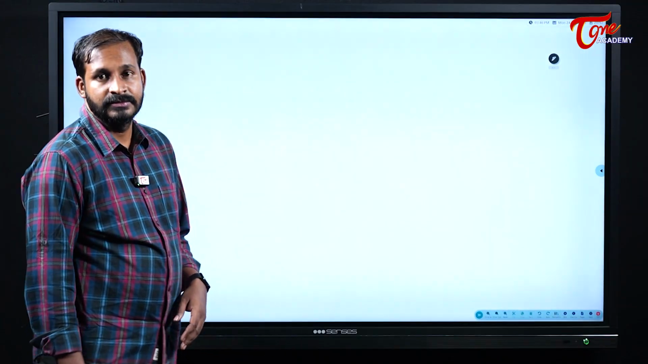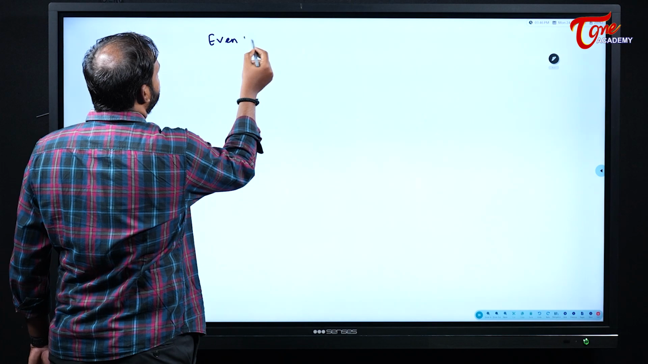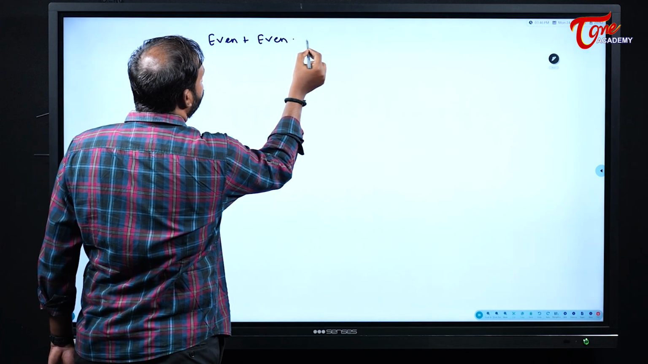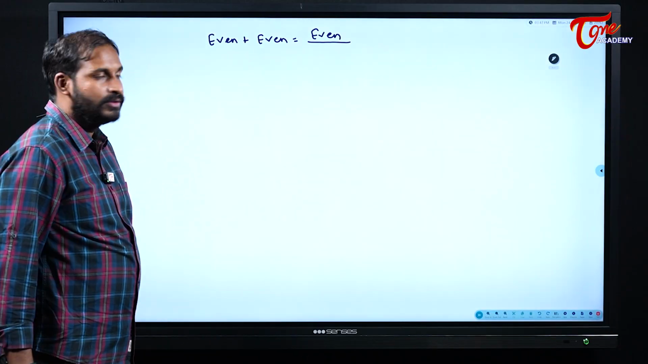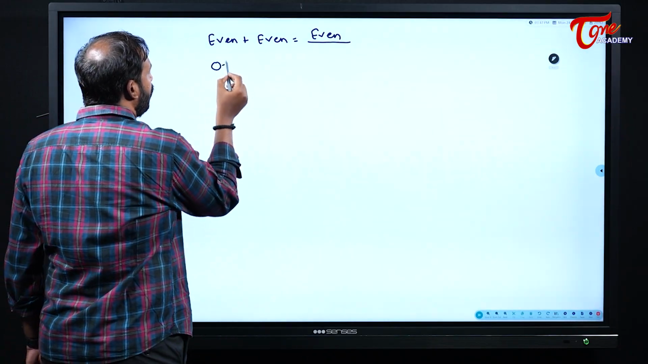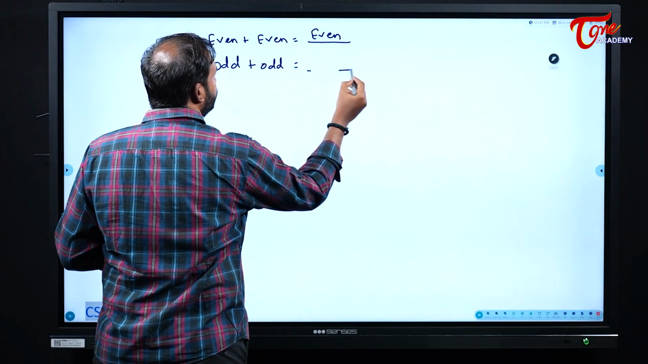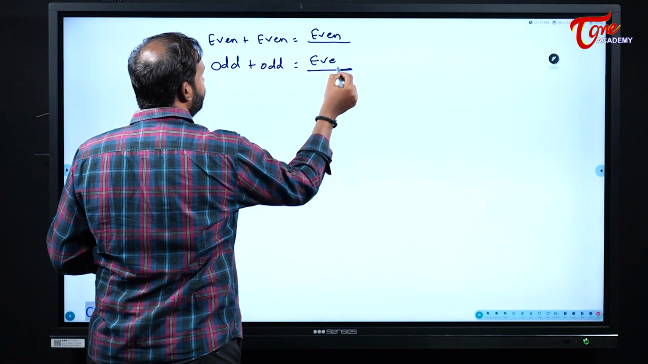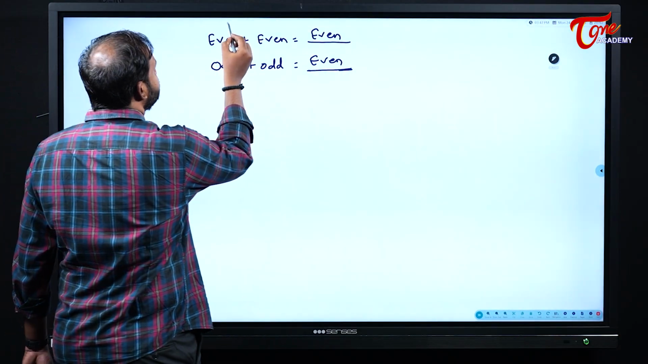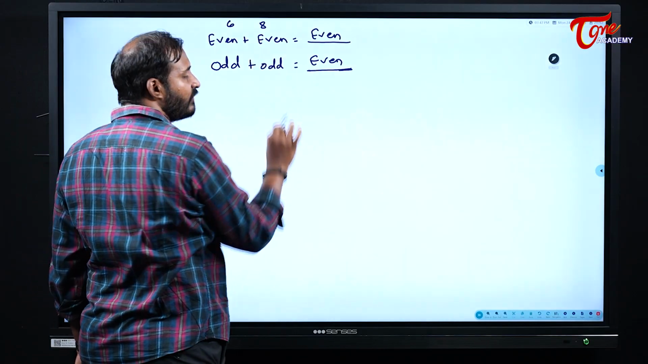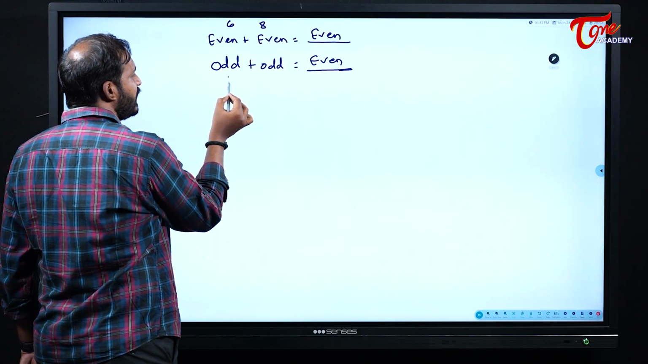See here students, if you add an even number with an even number, what is the resultant output? These are very, very important for statement based questions. Even will be the output. When you add an odd number with an odd number, always an even number. If you have any doubt, take examples, students. Even numbers I will take 6 and 8. 6 plus 8, what does it become? 14, an even number.